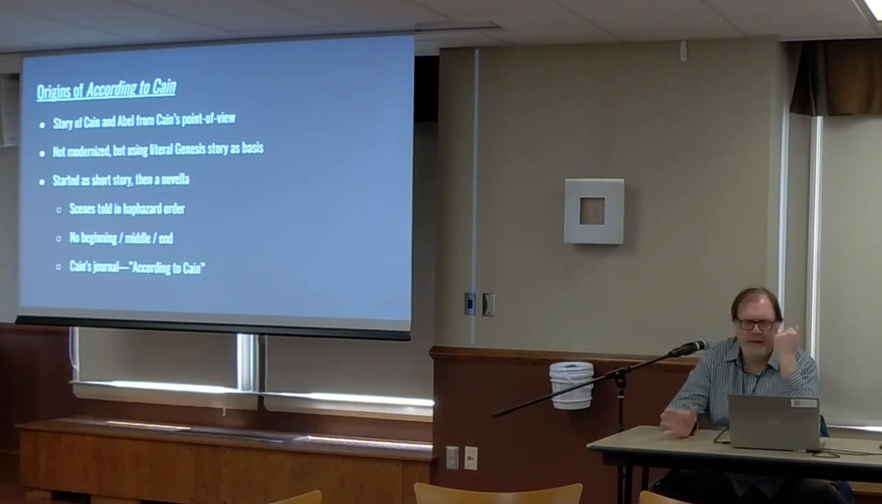The scenes were written in a haphazard order. It was meant to be like small bursts of prose broken up over the pages. There was never really a beginning or a middle or an end in my structure. It was meant to be the kind of story where you're reading these scenes and the reader has to piece together from them what the overall story was. The idea was that these scenes were almost as if Cain was keeping a journal or a diary. And that's why it's called According to Cain.